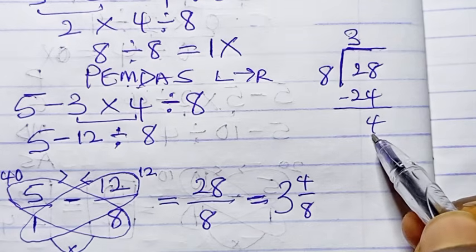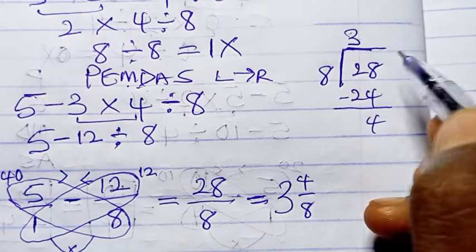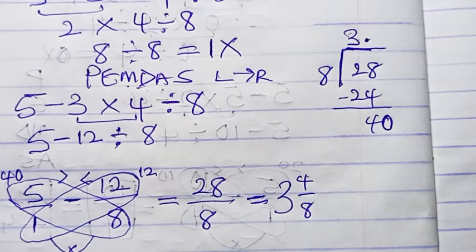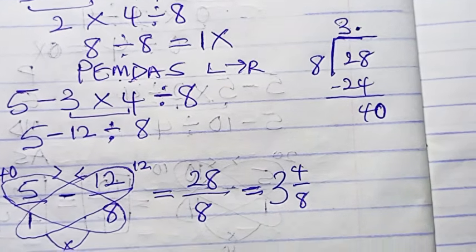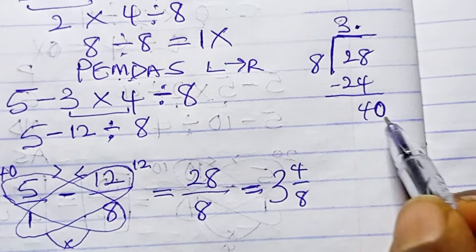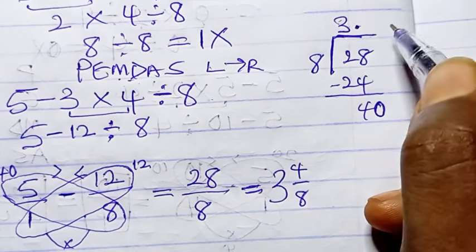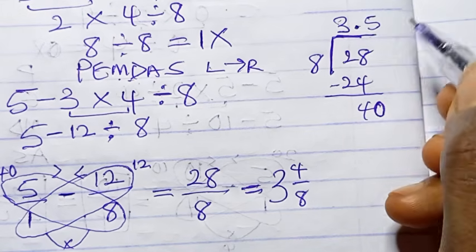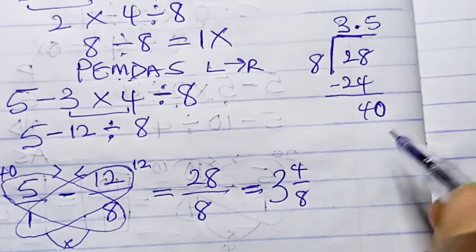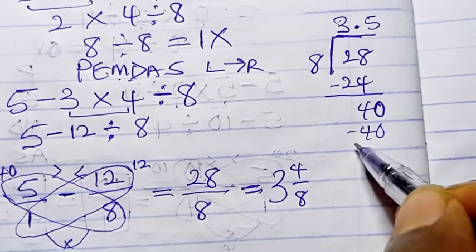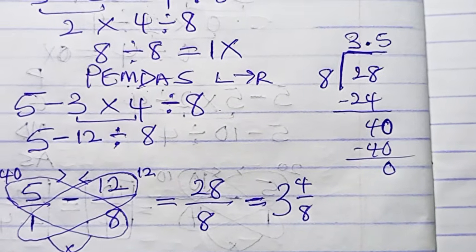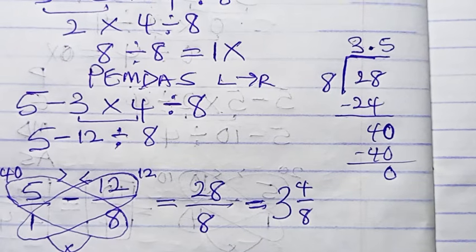Now 8 cannot divide 4, so we have to put our point here and add 0 to this 4 to make it 40. Alright, now 8 will go into 40 how many times? 5 times. Okay, 5 times 8 will give us 40. So if we subtract, we'll get 0. Now we have arrived at our decimal answer. So we have three answers for this question.